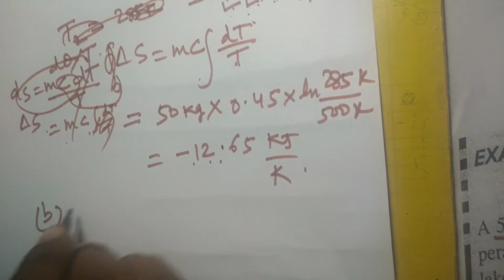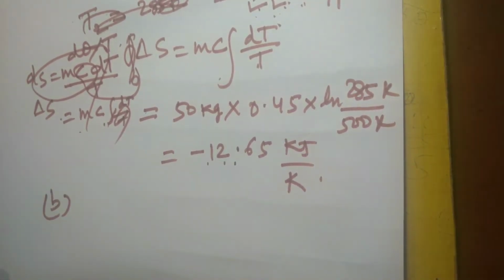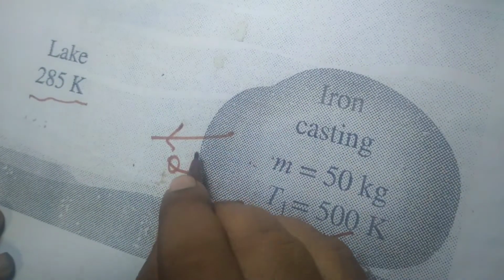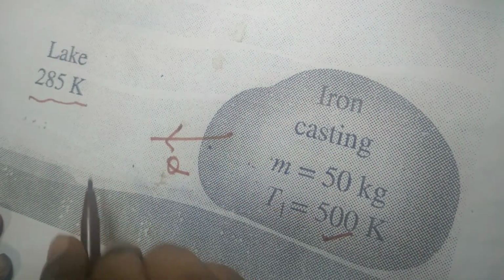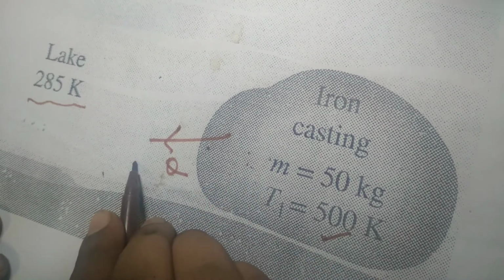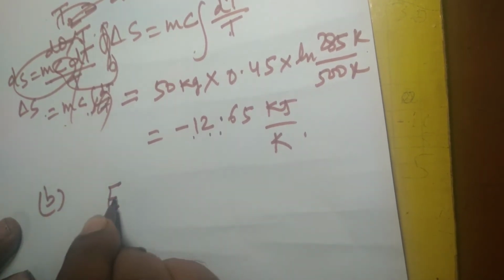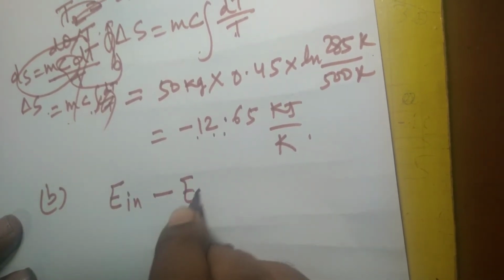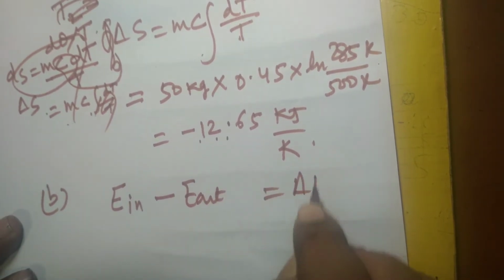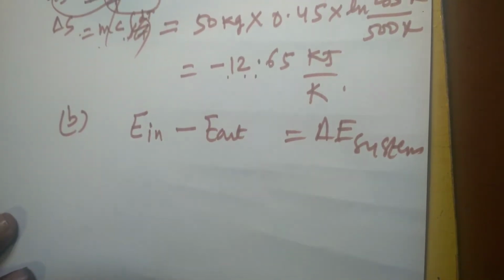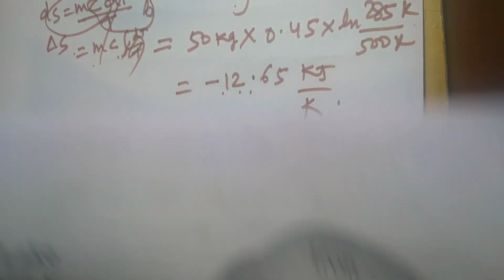Then we are required to find out the entropy change of the lake. To find the entropy change of the lake, we have to calculate the amount of heat that is going towards the lake from the iron casting. For that, we have to use the energy balance equation: E in minus E out is equal to delta E of system. We have taken the iron block as the system.